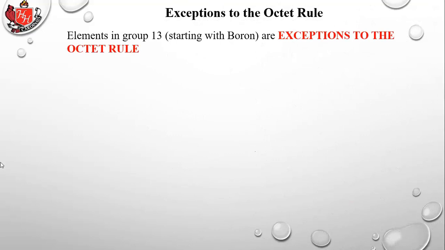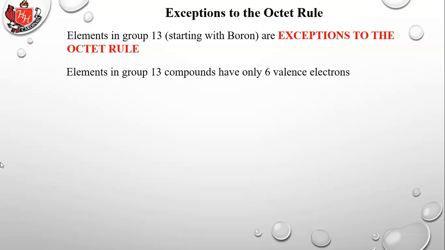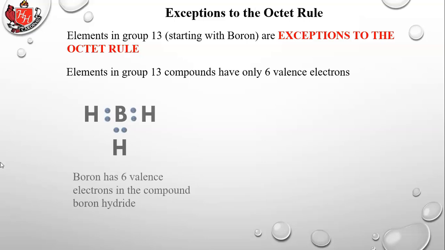So elements in group 13, starting with boron, are exceptions to the octet rule. Elements in group 13 compounds have only 6 valence electrons. So look at the column that has boron, B, in it, and the elements that are in that group, that means going down. So boron has 6 valence electrons in the compound boron hydride. So that would be considered a complete molecule. All the hydrogens have full octets, 2 electrons. The boron has 6 electrons in its octet, not 8. Again, it's an exception to the octet rule, but that's considered a complete molecule.